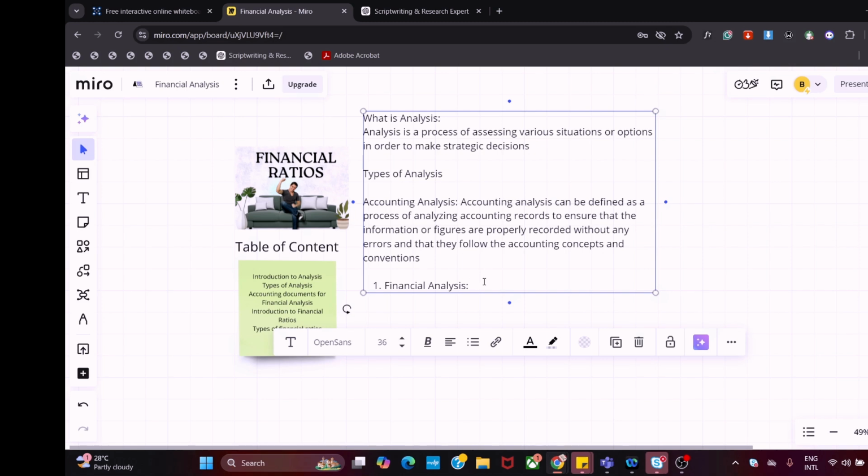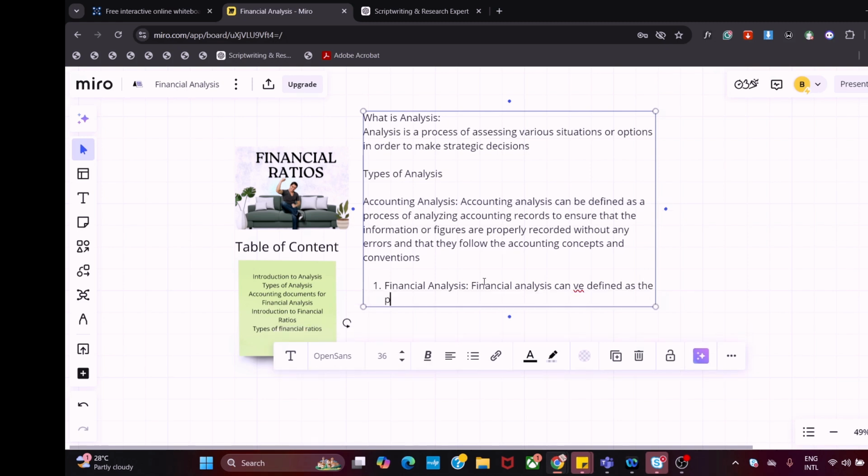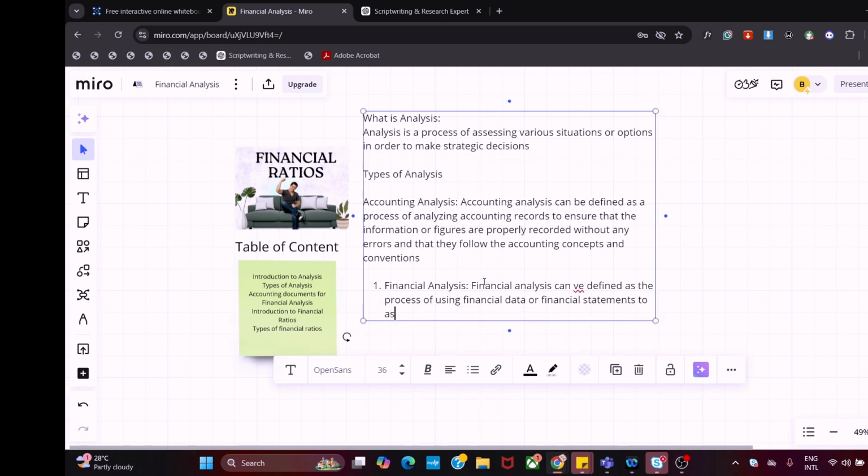So let's go and take a little note. Financial analysis can be defined as the process of using financial data or financial statements to assess a company's performance and give suggestions for future improvements.